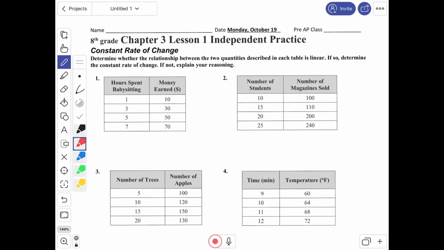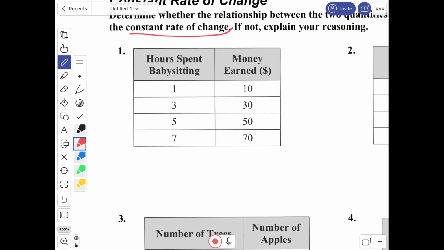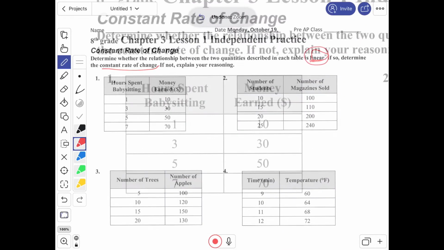Let's look at the worksheet you're supposed to do, Chapter 3, Lesson 1, Independent Practice. For the first four, the directions say determine whether the relationship between the two quantities described in each table is linear. If so, determine the constant rate of change. If not, explain your reasoning. So if it's linear, we have to tell what the rate is.